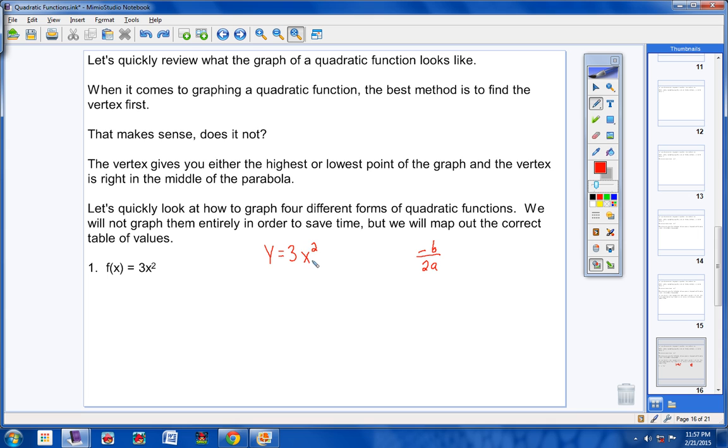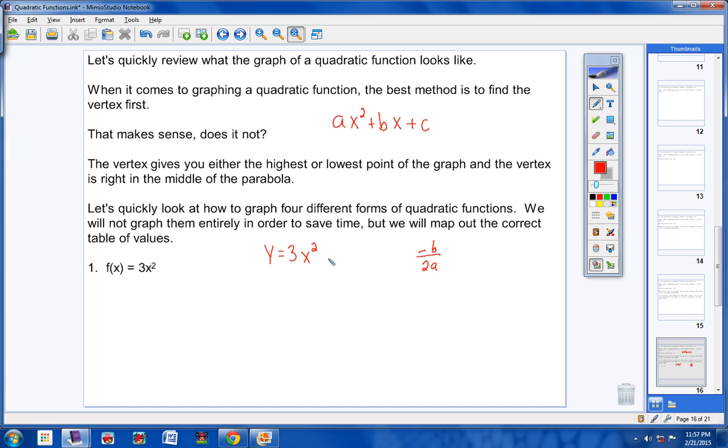Now, let's quickly review what a, b, and c are. If you need to write this down, please do so. If you don't, that's fine. In mathematics, when we're dealing with quadratic functions, a is always the x squared coefficient, b is always the x coefficient, and c is the constant term. So here we go.